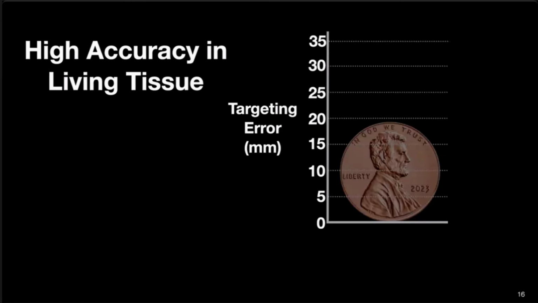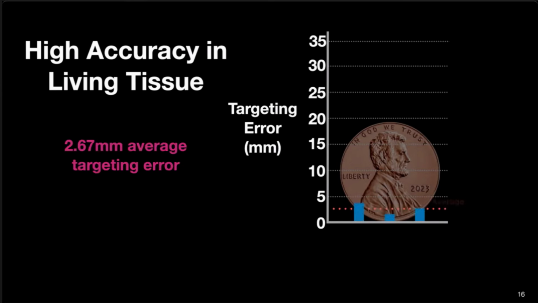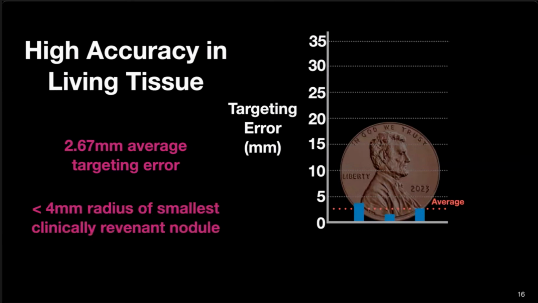To summarize some of the high-level results, not only did the robot succeed in performing the first autonomous needle steering in living tissue, it also performed quite well, achieving high accuracy. Here we use a penny as a reference to better conceptualize the scale of the errors. Overall, we performed 3 needle deployments and 2 in vivo experiments. The average targeting error for these insertions was under 3 millimeters, which is below the threshold for accurately reaching the smallest clinically relevant nodules. These results demonstrated our system's ability to successfully operate autonomously in living lungs undergoing respiratory motion.